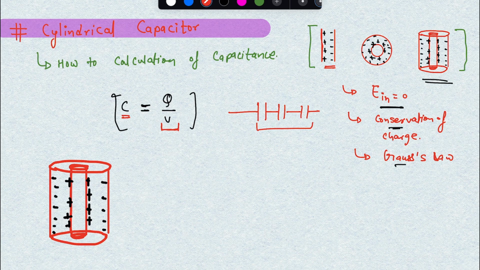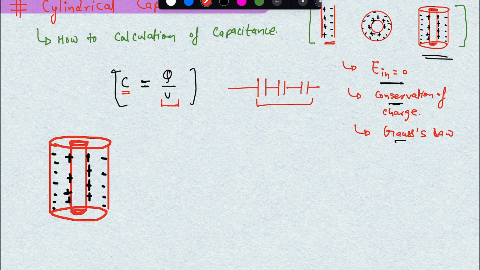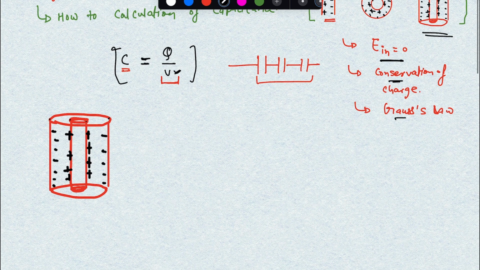But what about here? Here, what I will do is calculate the potential difference between these two points. With the help of this potential difference, I will be able to calculate the capacitance, whatever it is. For the calculation of the potential difference, a few approximations will apply.